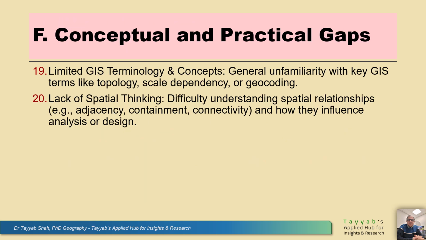The last part of the challenges and basic concepts a developer and coder needs to know is related to conceptual and practical gaps. This part is very interesting because of limited GIS terminologies and concepts, generally unfamiliarity with key GIS terms like topology, scale dependency, and geocoding. These are interesting and important topics. Topologies, how you want to build them, network topology and polygon topology. This is important if you want to build high level web mapping solutions. You need to understand these things.